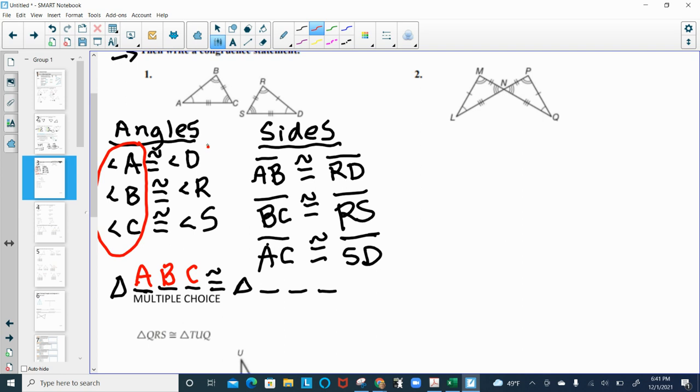And then I'm going to come over here to the other triangle, and I'm going to take them in the same order. And now we're in good shape. We've got our triangle congruent statement. It is the easiest to make your triangle congruent statement from the angles. They're just simpler because they're only 1 letter.